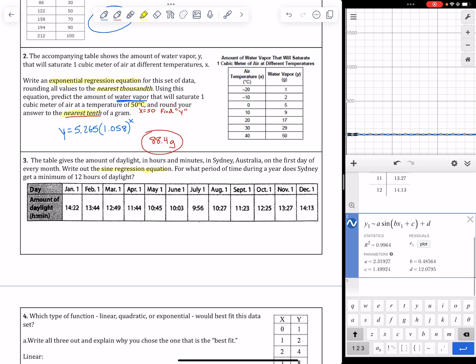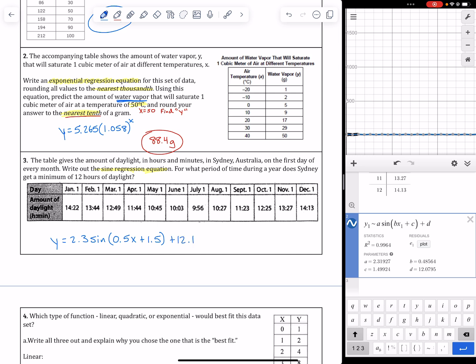And we want to write that down because they asked us to find the equation. So y equals, a is, and I don't think they asked us to round it to a certain amount, so I'm going to round to the nearest tenth. So a is 2.3, and then I need sine. B is 0.49, so let's say 0.5 x, and then C is 1.5, and D is 12.1.